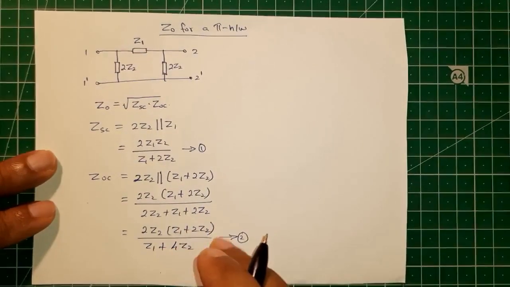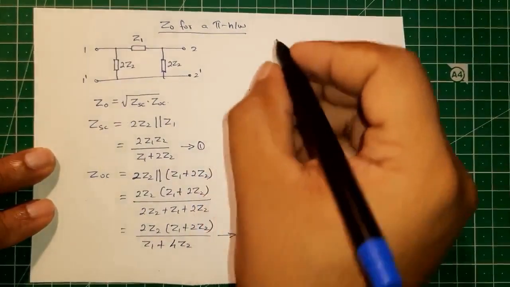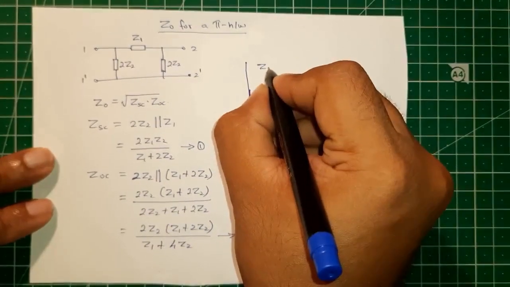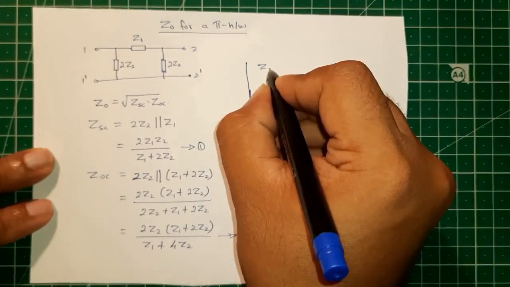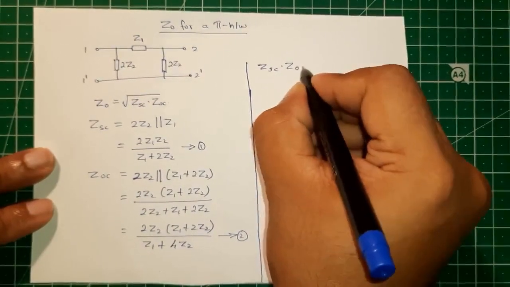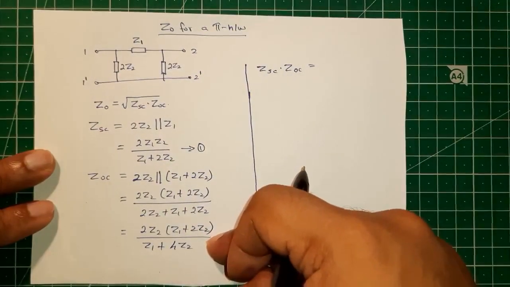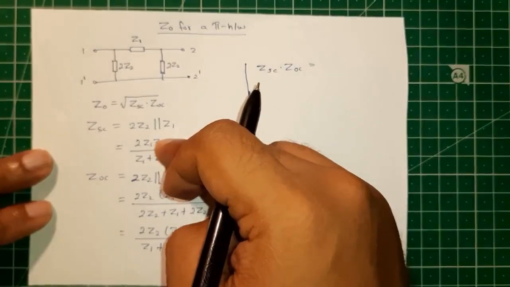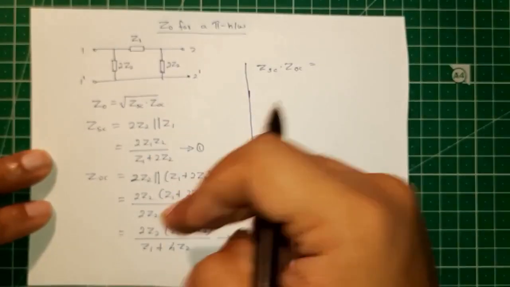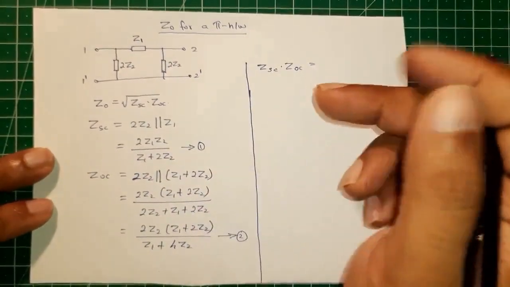So we will keep it like this, so that from equations 1 and 2, what will be the product of ZSC and ZOC? So this will be multiplied with this quantity. So numerator will be this into this, and this denominator will be cancelling this numerator.